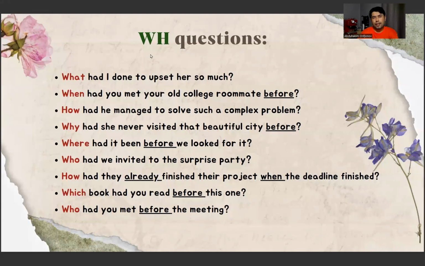And how do we use past perfect with WH questions? Let's see some examples. What had I done to upset her so much? When had you met your old college roommate before? How had he managed to solve such a complex problem? Why had she never visited that beautiful city before? Where had it been before we looked for it?